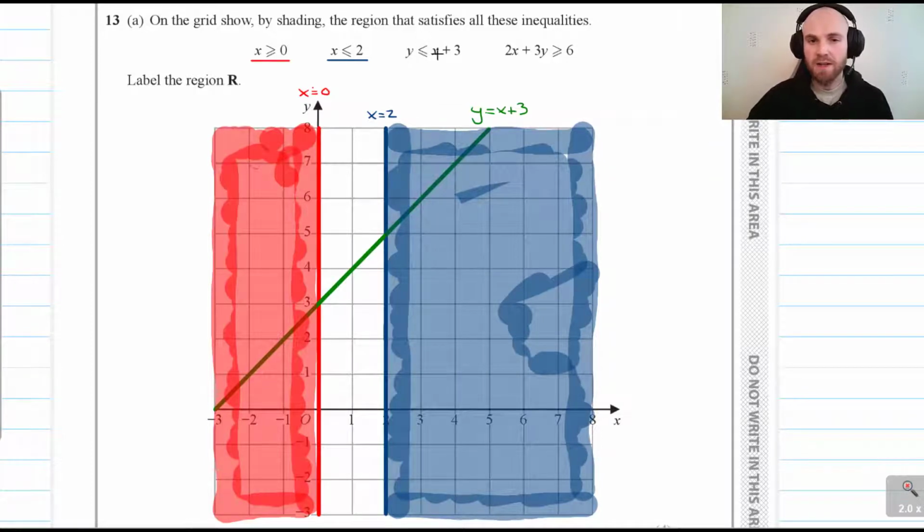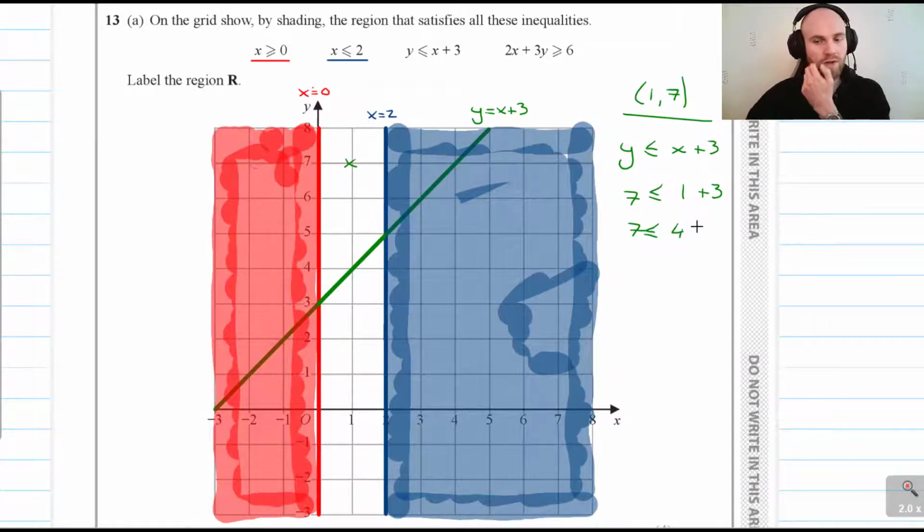So we've got y is less than or equal to x plus 3. So we've got this line here, this green line. I don't know whether I need to shade this side of the line or this side of the line. So what I'm going to do, I'm going to pick a random point here, and that is going to be when x equals 1 and y equals 7. So we have y is less than or equal to x plus 3. Well, y is going to be 7, less than or equal to, we have 1 for x plus 3. So 7 is less than or equal to 4. Well, no, 7 is greater than 4. So this is incorrect. So all of this side of the line is incorrect.